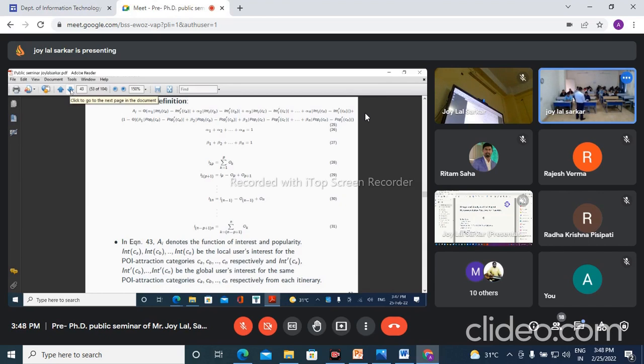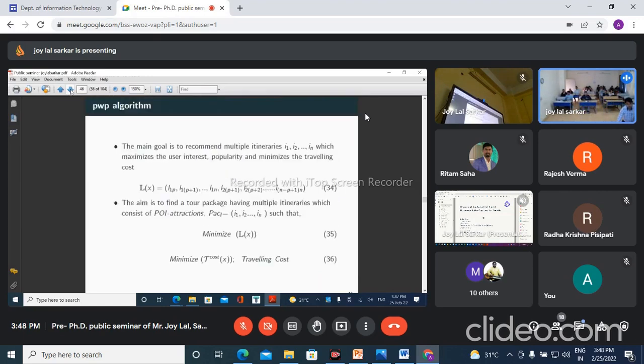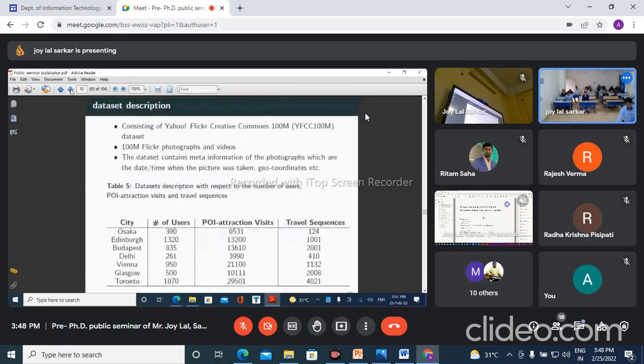What is data science? Data science is the source of data and statistics. This is the source of the data set. We can see that Yahoo has created it. So hundreds of millions of data items are there. You can see Flickr photographs and videos are available. So those data sets are what we are using here.